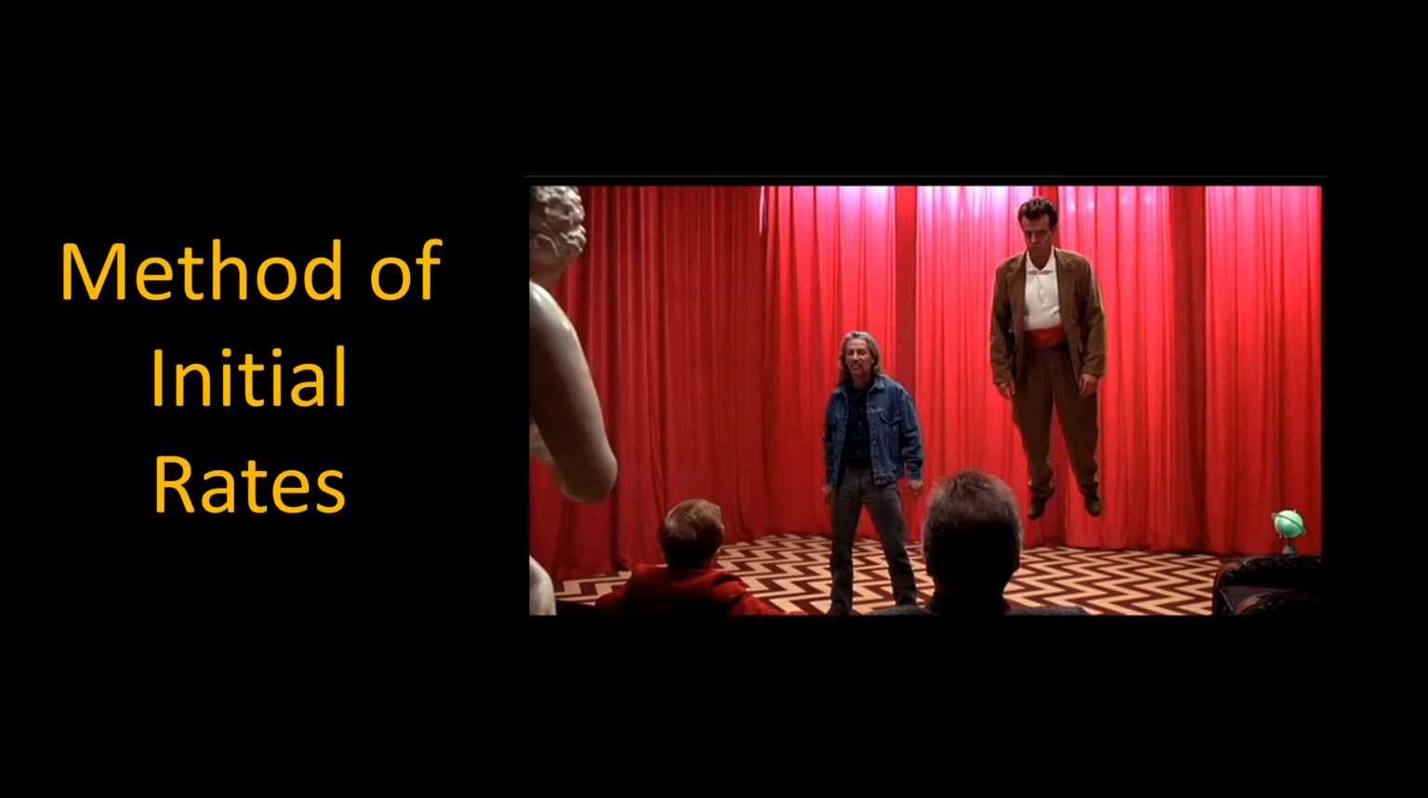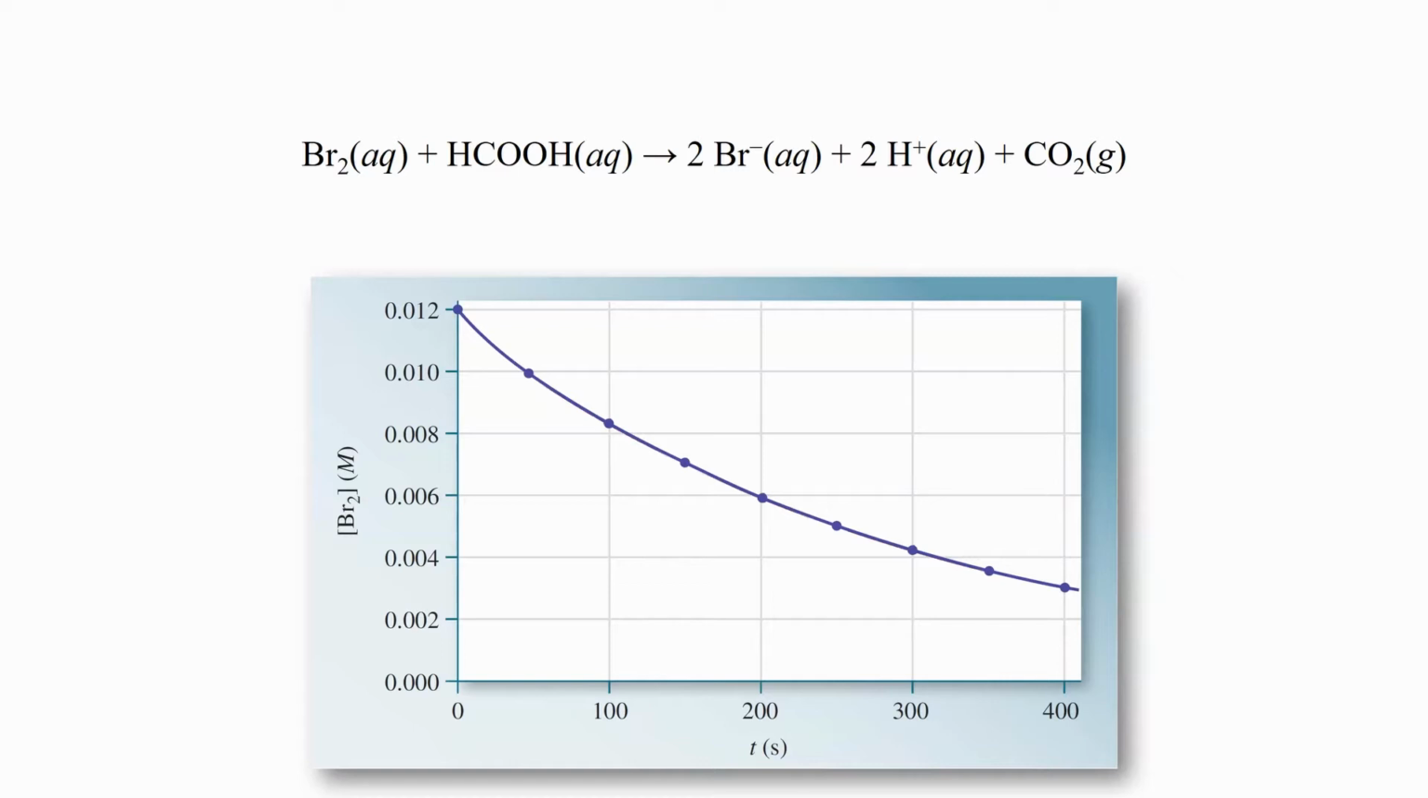In this video, we'll be discussing the method of initial rates. By now we're familiar with the concept that as a reaction proceeds, the concentration of a reactant or the reactants will go down. And as the concentration of a reactant goes down, the speed of the reaction decreases. Now the rate of reaction is what is of most interest to us right now.